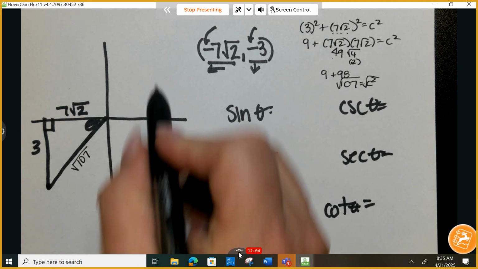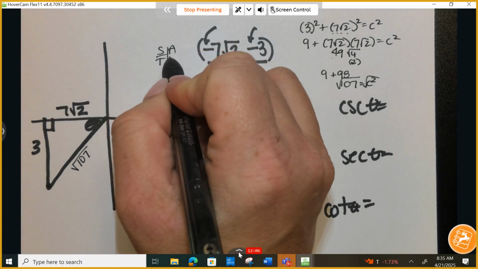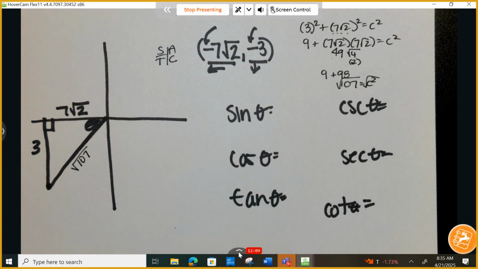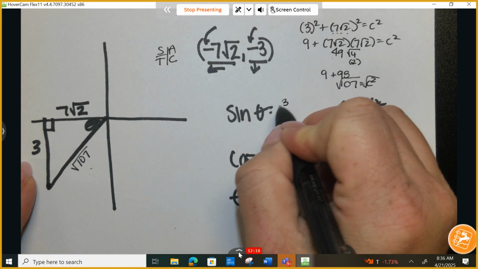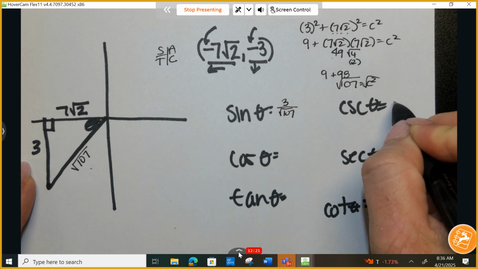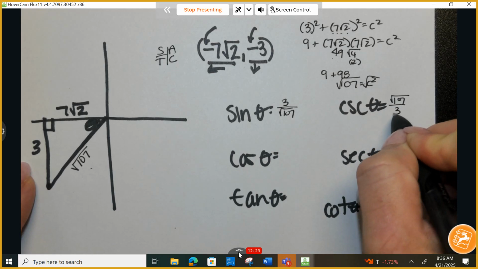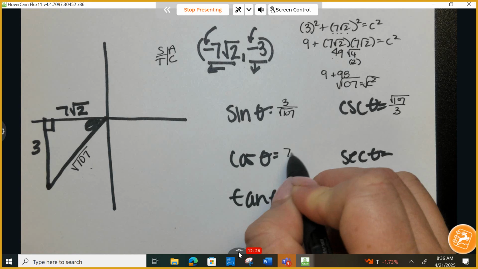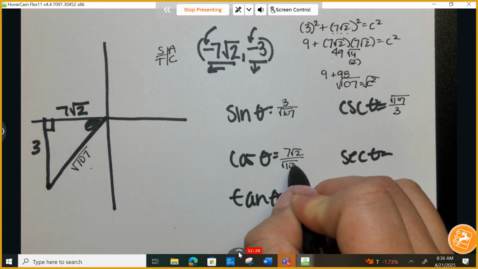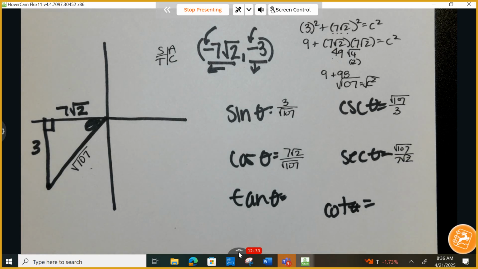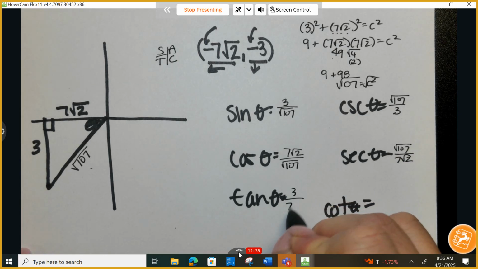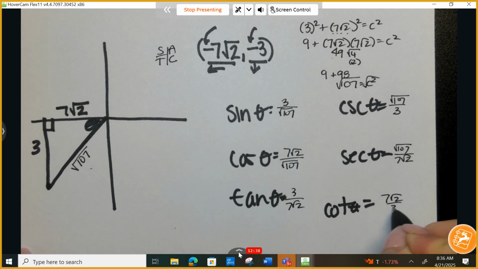Now, some students, I'm going to tell you, like to do the all-star trig class right away. Whether you do it right away or at the very end, it's up to you. Just make sure your final answer that's circled also has a sign with it. Let's get started. Sine is a ratio of opposite over hypotenuse. So 3 over the square root of 107, and here's the reciprocal, square root of 107 over 3. Cosine is going to be adjacent over the hypotenuse, and then hypotenuse over adjacent, or the reciprocal. Tangent is opposite over adjacent, and then over here as well.